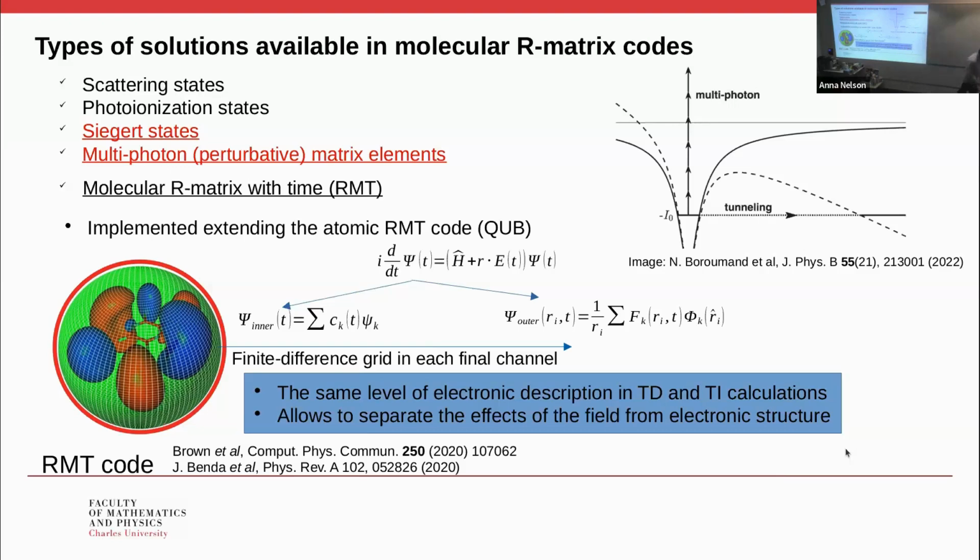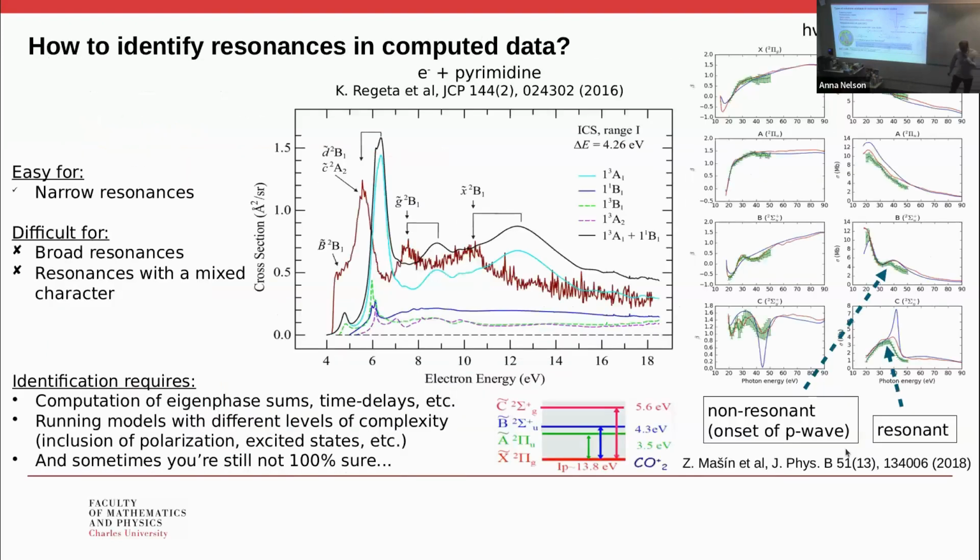So let's get into the first topic, which is the question of how to identify resonances in computed data, because formation of resonances is probably the most striking and, let's say, most interesting aspect of collision processes in quantum mechanics. At least that's how it is for me. And these resonances enhance collision cross-sections for all kinds of processes.